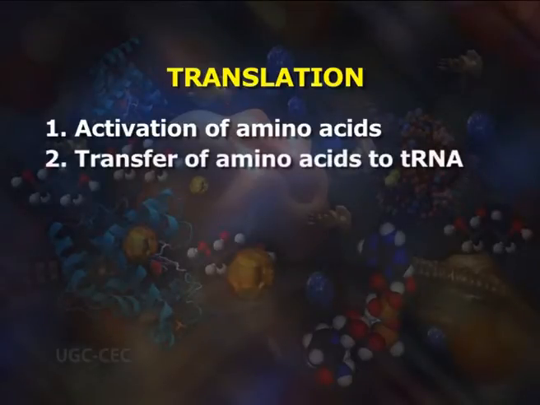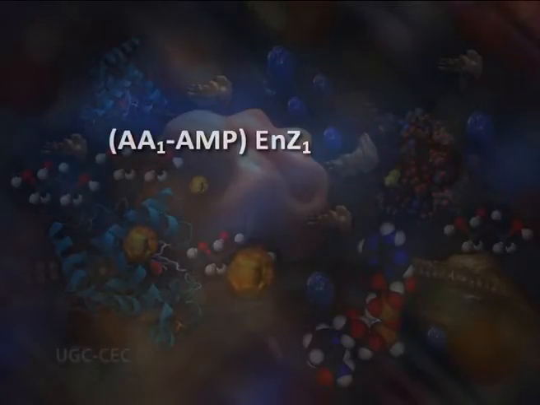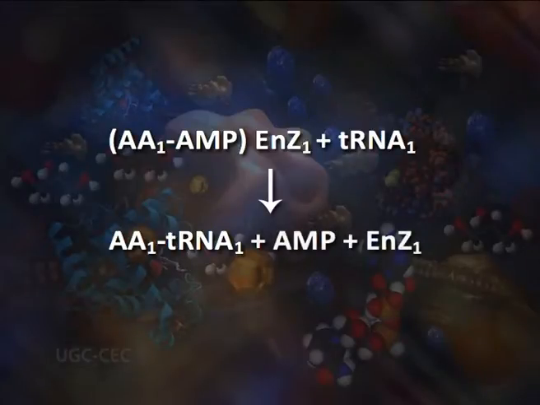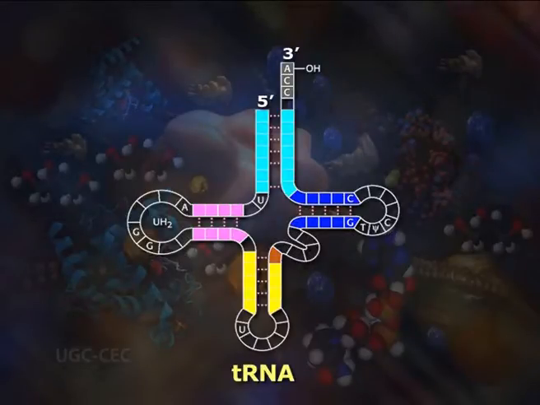Step 2. Transfer of amino acids to tRNA. The complex, that is amino acyl AMP enzyme complex, formed in the preceding step reacts with a particular tRNA and transfers the amino acid to the tRNA to form amino acyl tRNA complex as displayed here on the screen. The AMP and enzyme are liberated. The tRNAs are also amino acid specific. It means at least 20 types of tRNAs are required.